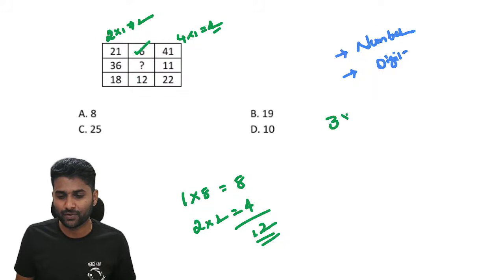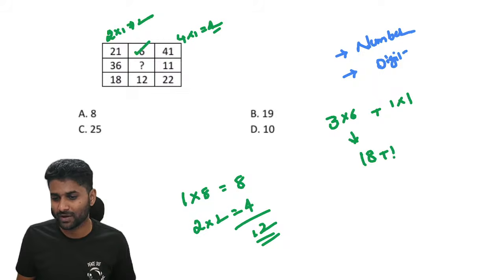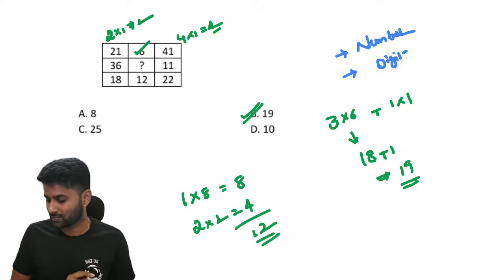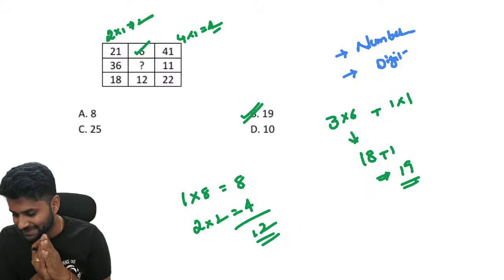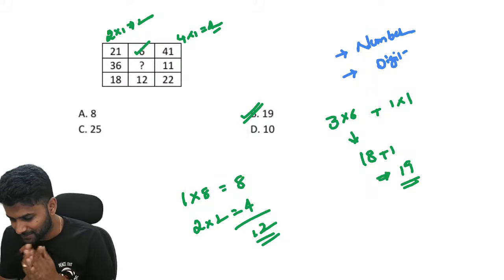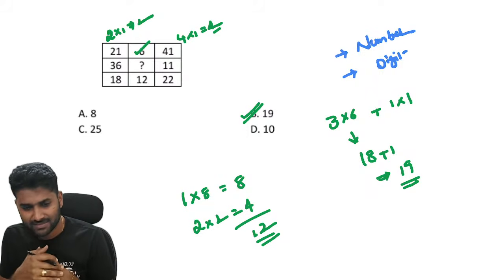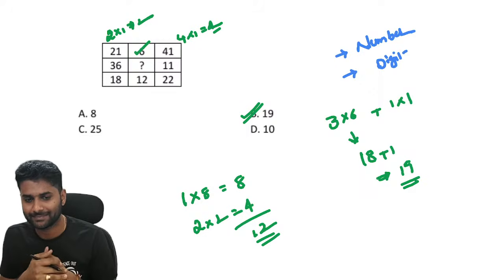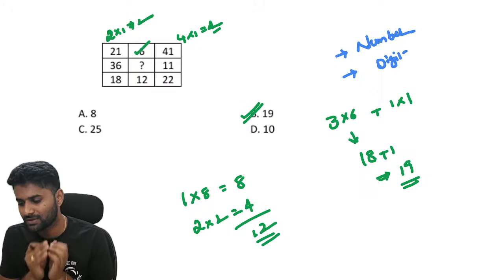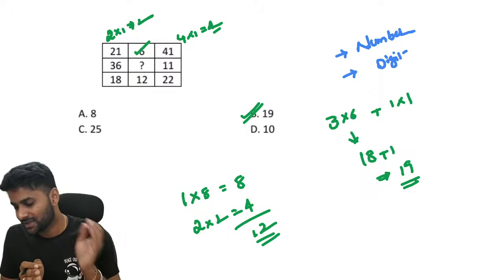In the same way, 3 into 6 plus 1 into 1. So 3 into 6 is 18, 1 into 1 is 1, then the result is 19. One of the important models. It's 19, guys. It's very good, Nanaridi. And Shravani, just check once, it's not 8. Whatever the rule, it must satisfy each and every row.